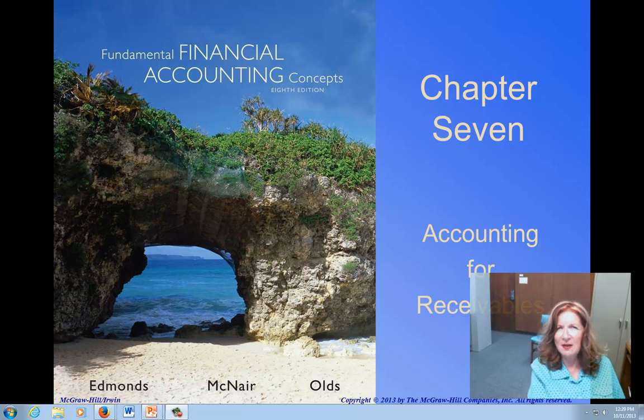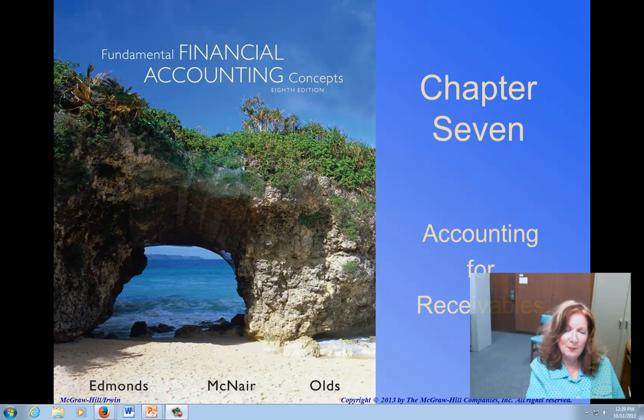The allowance for doubtful accounts is a contra asset, running contrary to the normal assets, therefore it has a credit balance. It's used to reduce the amount of accounts receivable to the equivalent of the cash you expect to receive. So you're going to have a net realizable value on the balance sheet that says this is how much cash we actually expect to receive from our accounts receivable.